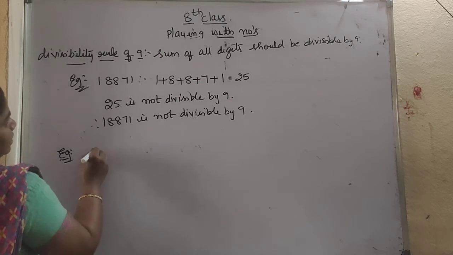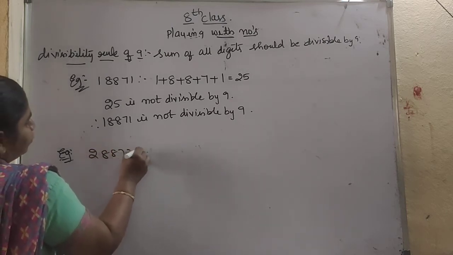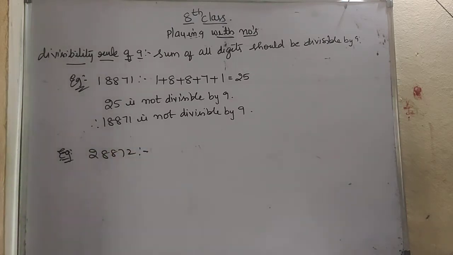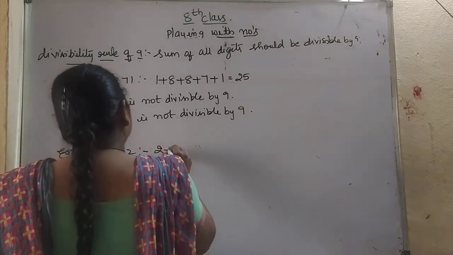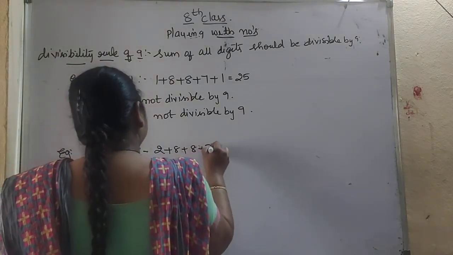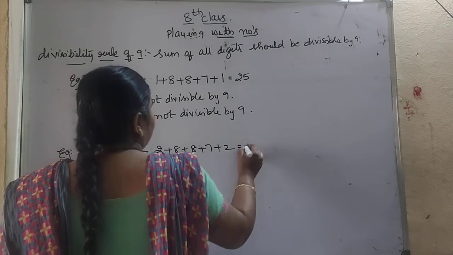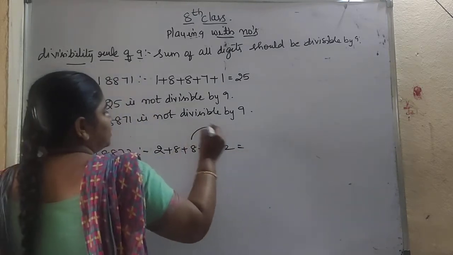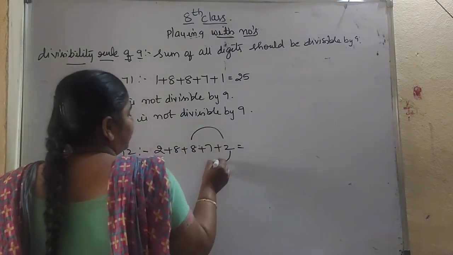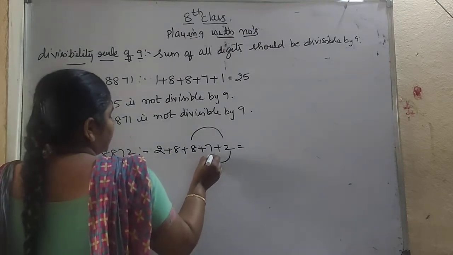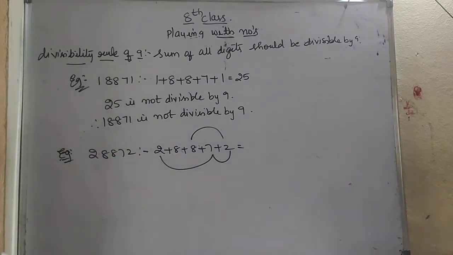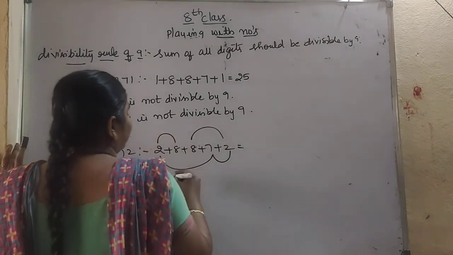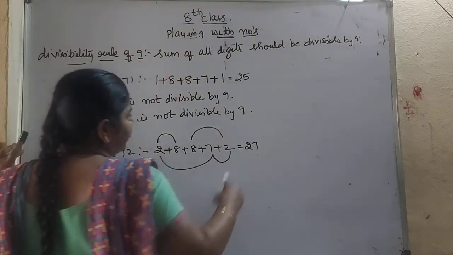I am taking it as 28872. Okay, so if you add this, it is equal to how much? 8 plus 2 is 10. 10 plus 7 is 17. 17 plus 2 is 19. 19 plus 8 will be 27.